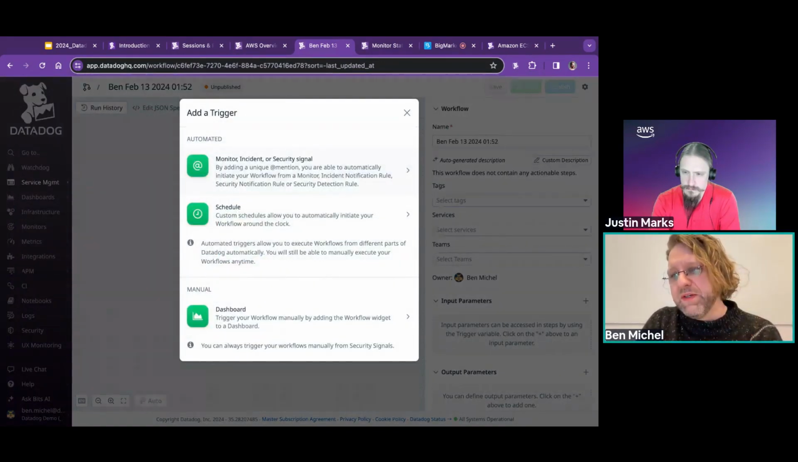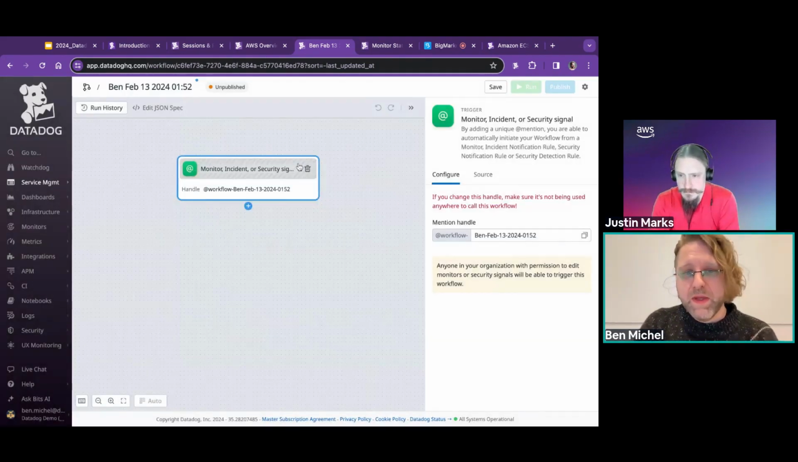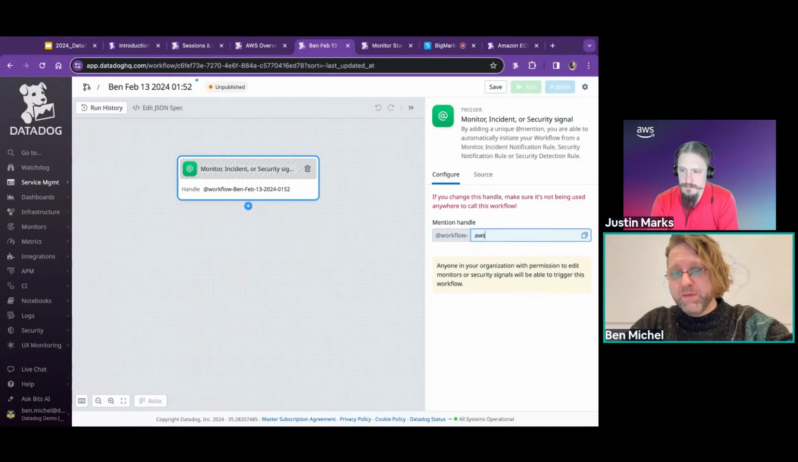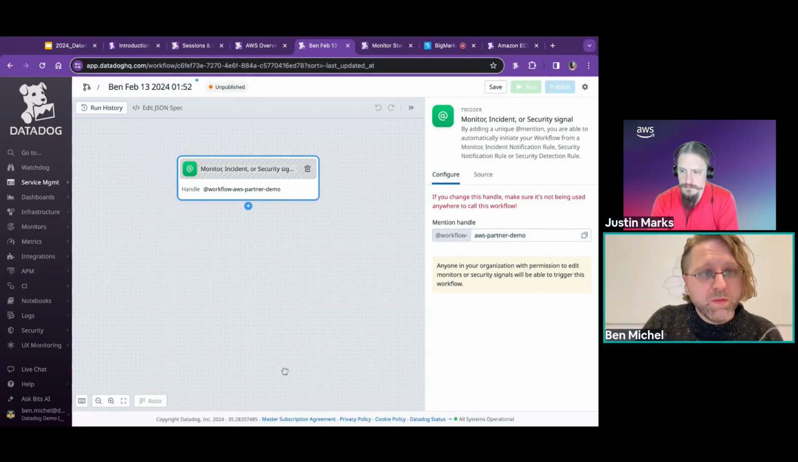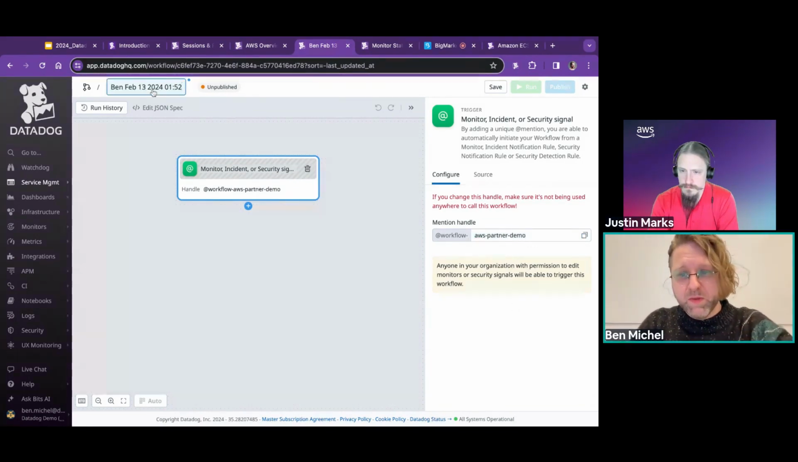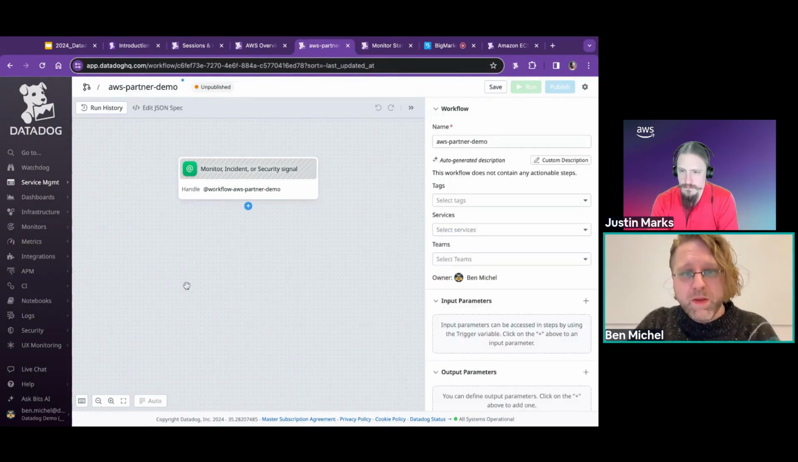First thing we want to do here is add a trigger source to this monitor, which answers the question, when do I want this workflow to run? We don't want it to run on a schedule or anything like that, but we do want it to run based on a trigger from a monitor. So let's go ahead and do that. Now you can change the handle for the monitor, which will be important. I'm going to call it AWS partner demo. So I have a new workflow handle there. I can also change the name up here if I want. So AWS partner demo, which is great.